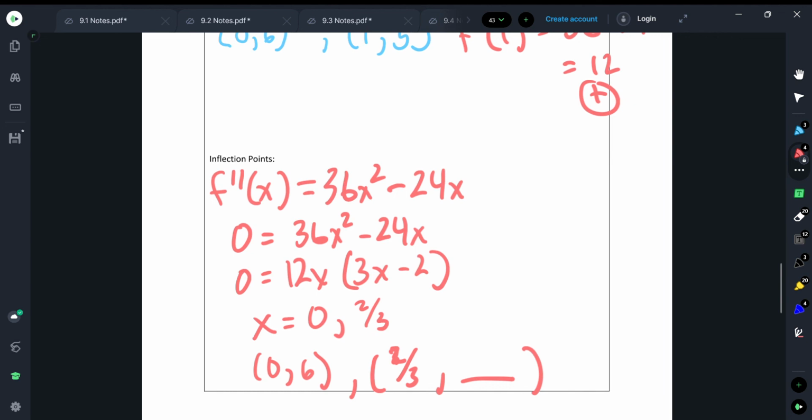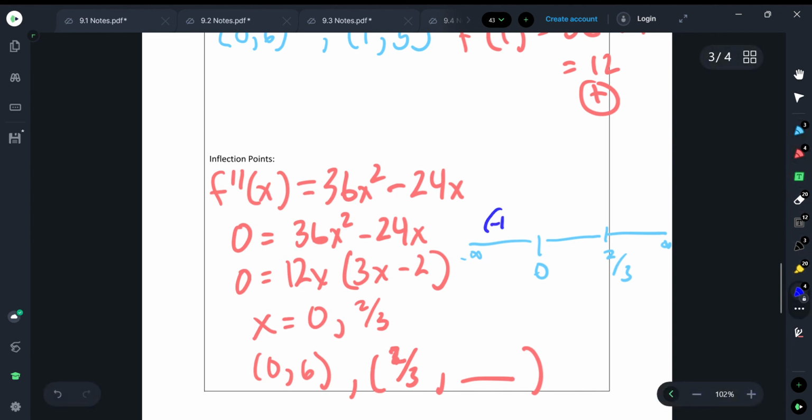So let's see what's happening with the concavity. Okay, so let's go ahead and look at 0, and we'll look at 2/3. This is going to be positive infinity. This is going to be negative infinity. Cool. So let's use a really simple point like -1 here. All right. So we put in that -1 there. That's going to be just 36 plus 24, which is going to be 60. So it's going to be positive here, right? Which means that it's going to be concave up.